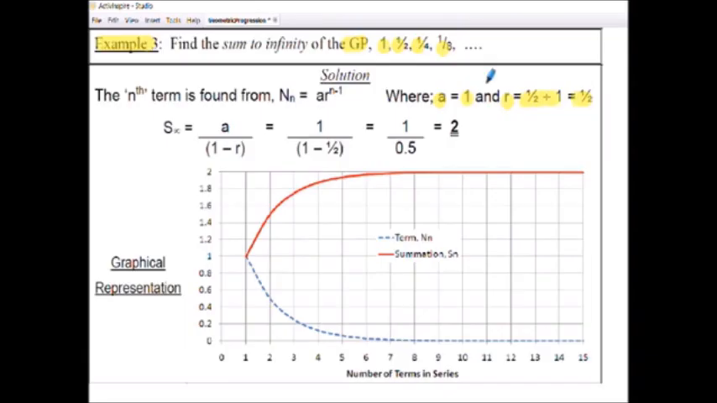This is a sum to infinity problem, and if we use the S to infinity, we simply have a upon 1 minus r, putting our figures in, that's 1 upon 1 minus a half. We will find that the total value is 2 for sum to infinity. If you look at the graphical representation below, you can see that as the terms in the series increase, they become smaller and smaller and smaller, and they tend towards 0. And you can see that the summation of the terms in the series is approaching the value of 2 and plateaus out on the value of 2.